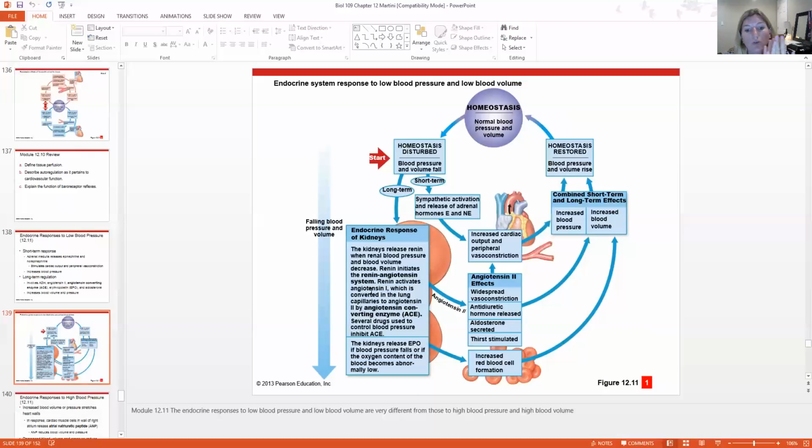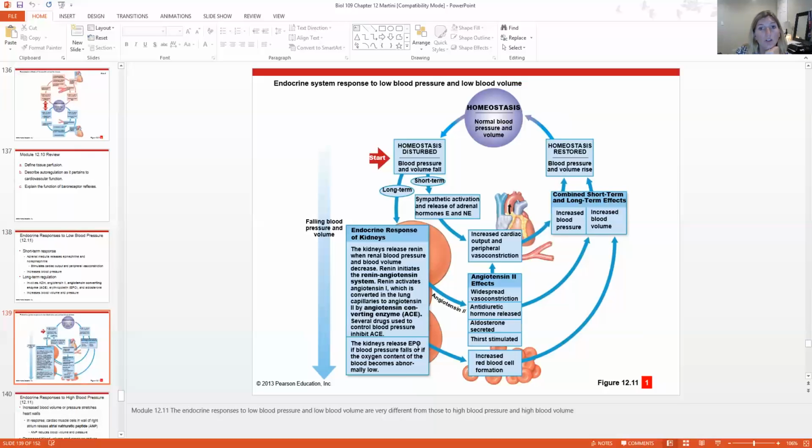Renin acts on angiotensinogen from the liver to form angiotensin I, and angiotensin I goes to the lungs and is then converted into angiotensin II by angiotensin converting enzyme, or ACE. And then angiotensin II has widespread vasoconstriction. It causes the release of antidiuretic hormone, it causes the secretion of aldosterone, and it's going to stimulate your thirst. All of those ingredients add to the volume of our blood.